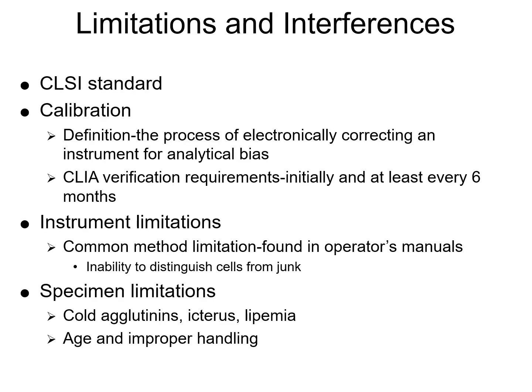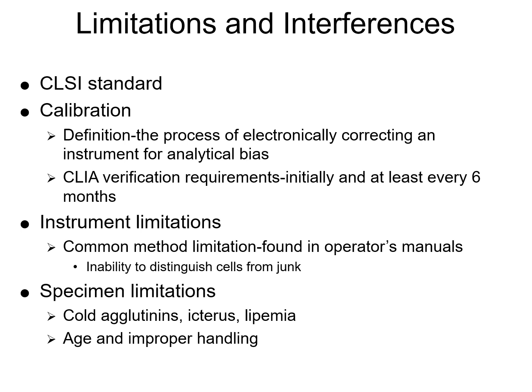For calibration: calibration is the process of electronically correcting an instrument to minimize analytical bias and ensure accurate test results. It aligns instrument readings with known standards. For CLIA, under CLIA regulations, calibration verification must be performed initially when an instrument is put into service, at least every 6 months thereafter. This helps to maintain consistent instrument performance and compliance.